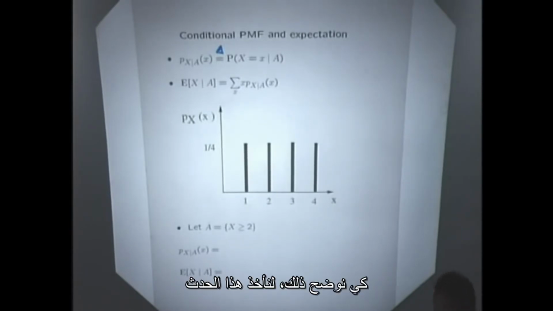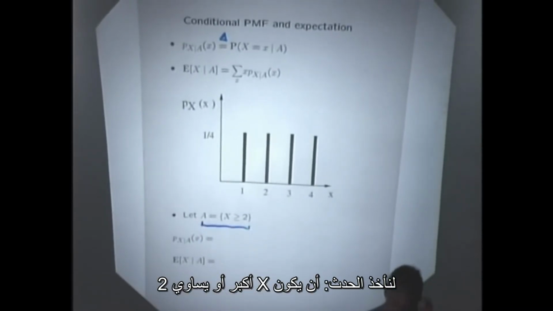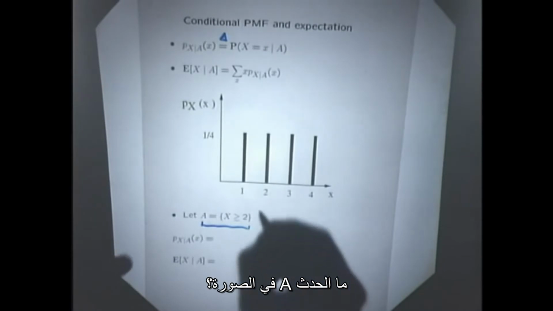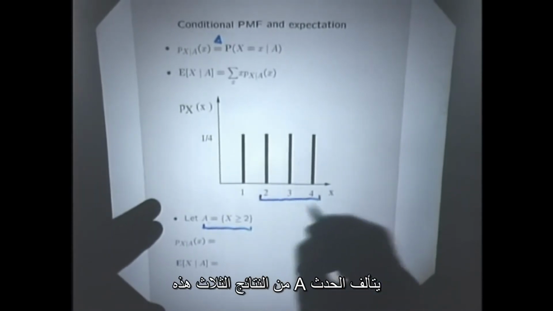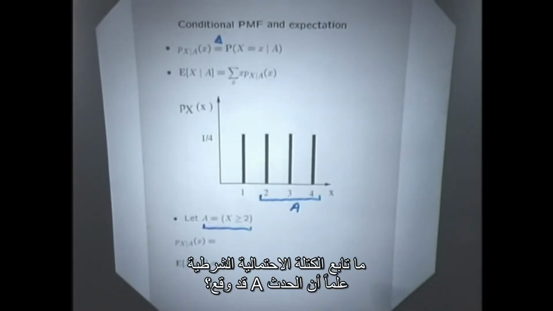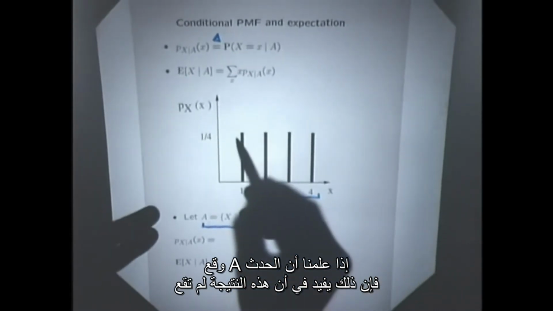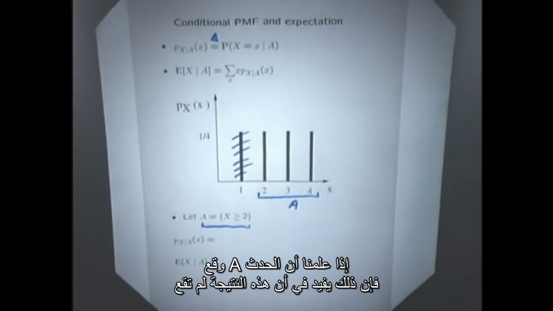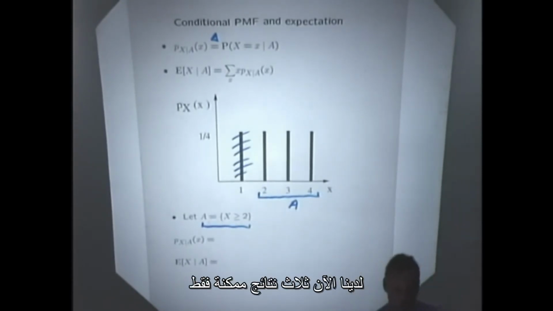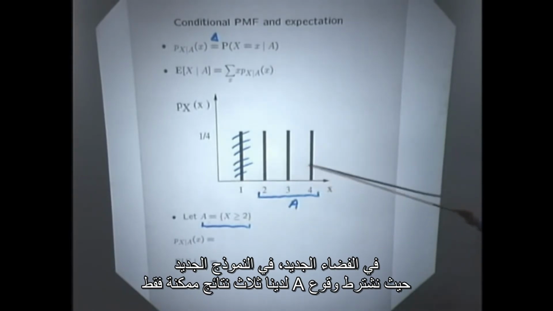So to make it concrete, consider this event here. Take the event that capital X is bigger than or equal to 2. In the picture, what is the event A? The event A consists of these three outcomes. Okay, what is the conditional PMF given that we are told that event A has occurred? Given that event A has occurred, it basically tells us that this outcome has not occurred. There's only three possible outcomes now. In the new universe, in the new model where we condition on A, there's only three possible outcomes.